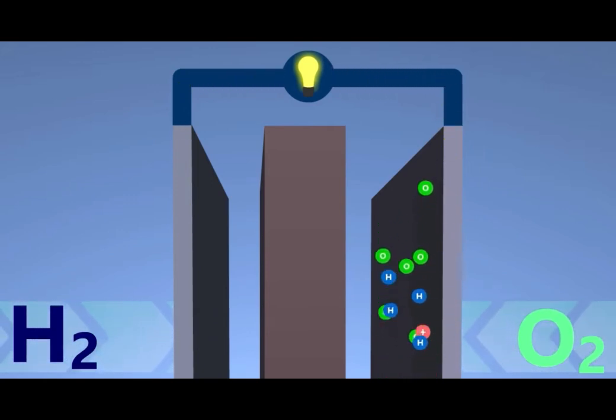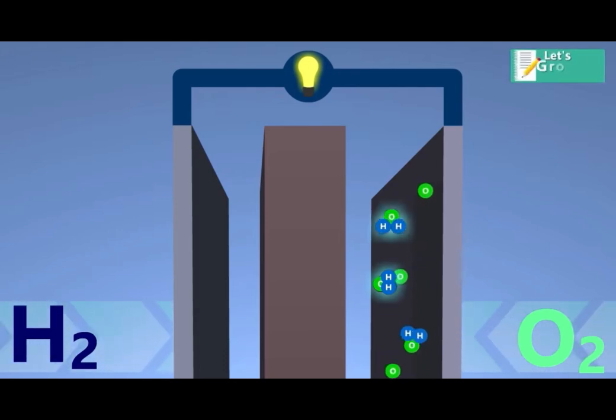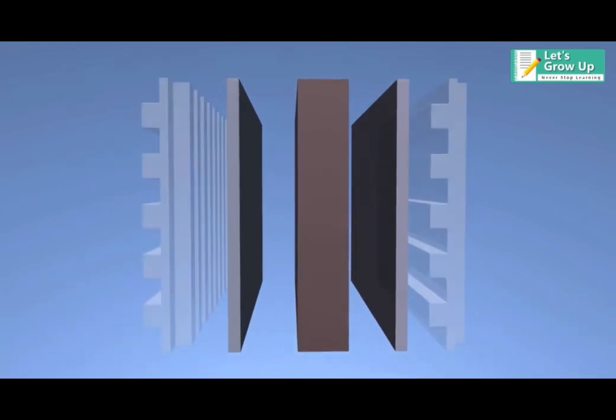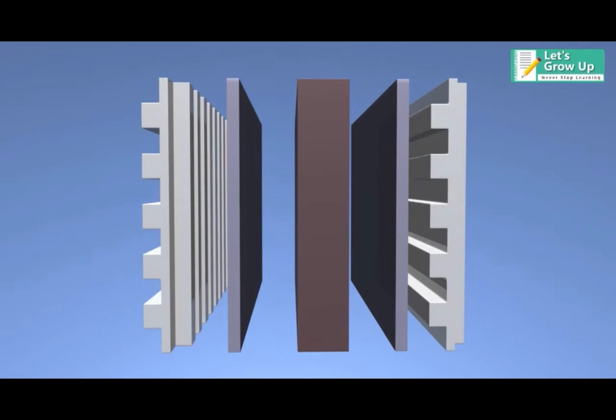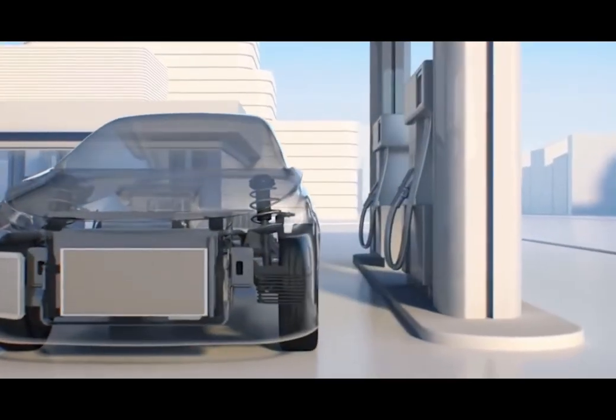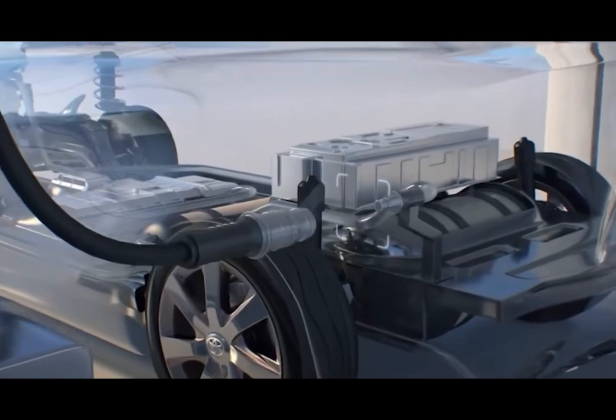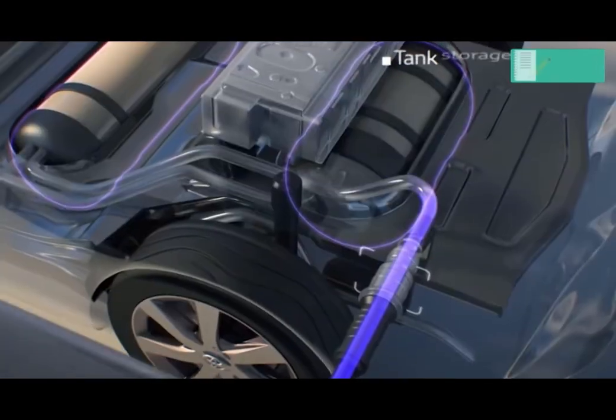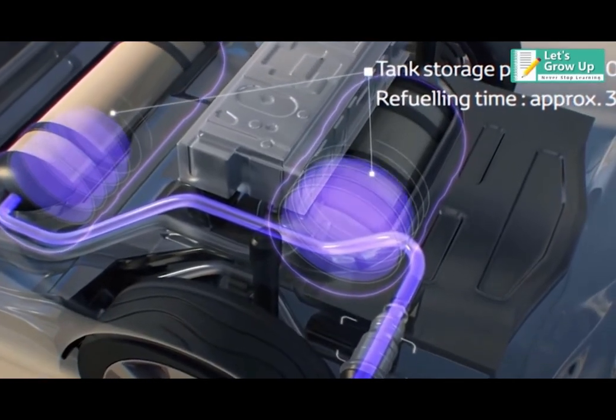At the cathode, the hydrogen protons, electrons, and oxygen combine to produce water molecules. Due to the lack of moving parts, the cells are highly reliable and their operation is silent. The hydrogen fuel cell is useful in the automobile industry also. Currently, there are several companies around the world working on the development of hydrogen cars.